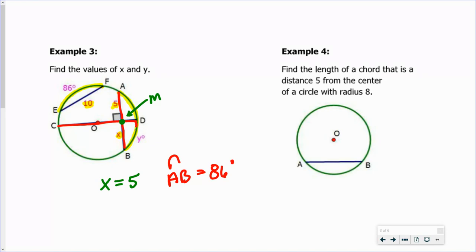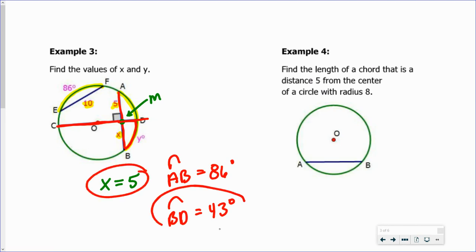Now Y is half of that, because again, we're going back to the theorem where this diameter not only bisects this chord, but it also bisects the arc. So we're going to take 86 and divide that by 2. So arc BD equals 43 degrees. So X would be 5, BD would be 43.